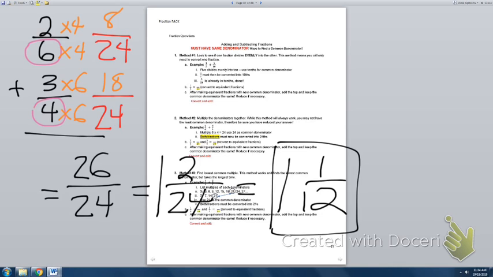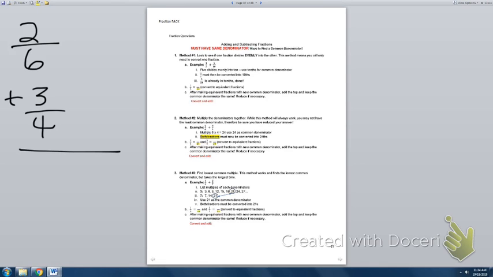Again, one of the reasons that we ended up with an improper fraction is that we're not using the least common denominator. It still works, we just have a little bit more work to do. Okay, so going back to the number 2 question, 2/6 plus 3/4.